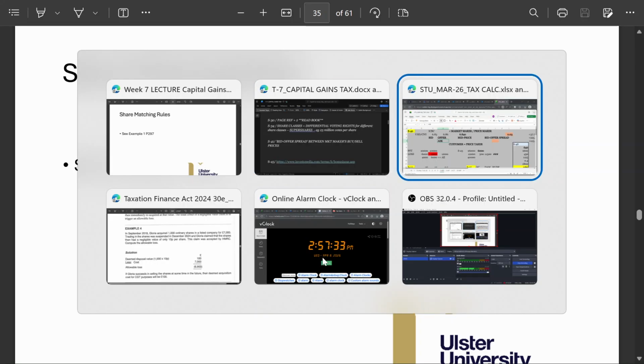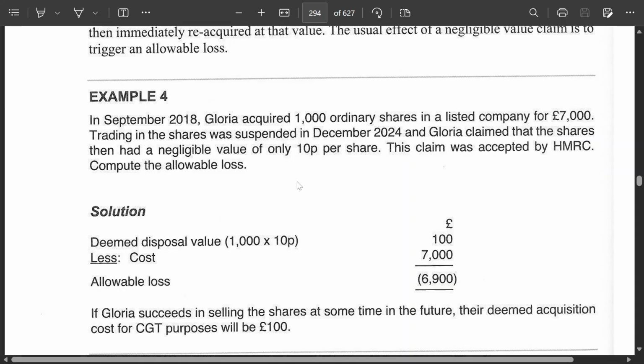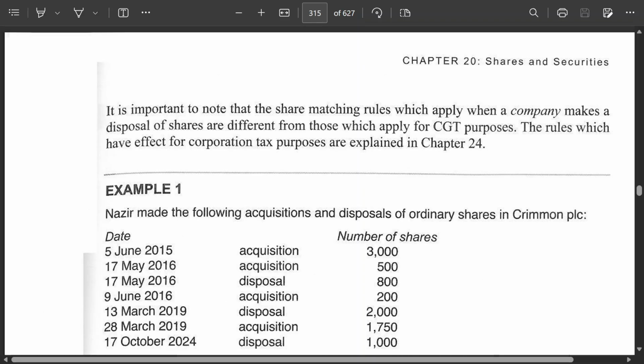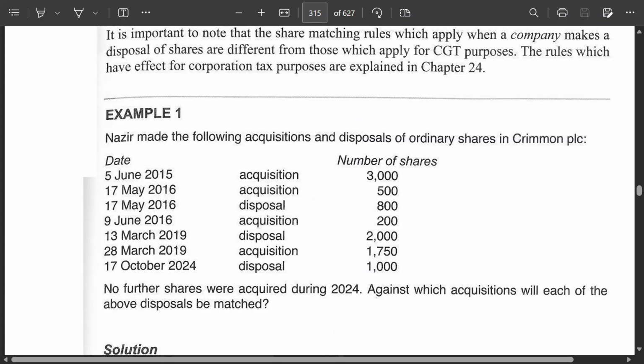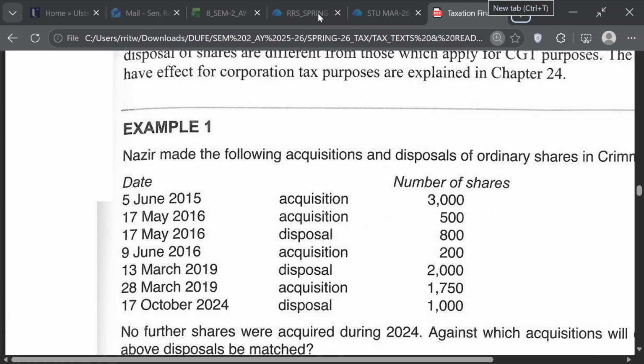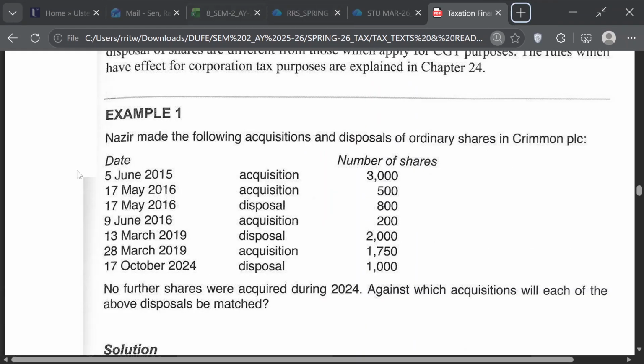Let's look at example 1, 299. So 299 actually means 315 for us in here, because that will take us to page 299, which is the actual page number. Yeah, this is 298, 299. Okay, so here we are. No, maybe we can keep it here. I hope you can see everything.